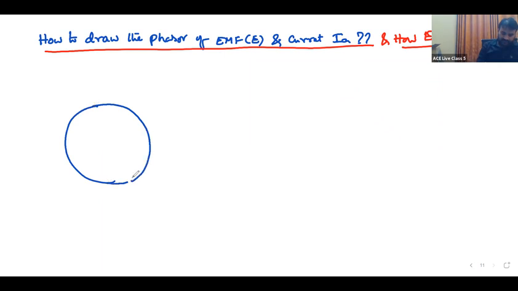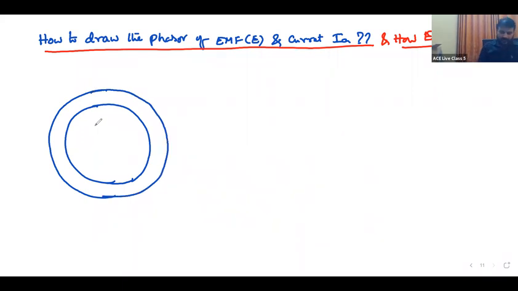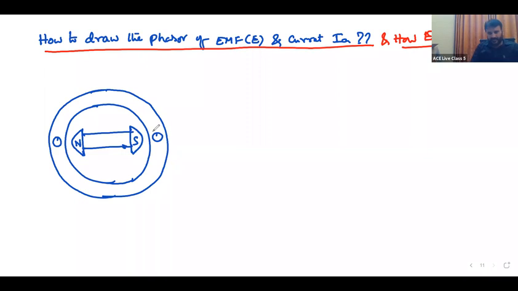Physical diagram. Okay. This is a 2-pole machine, North Pole and South Pole. One conductor, this is another conductor.